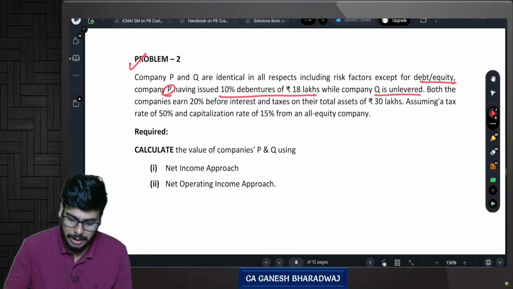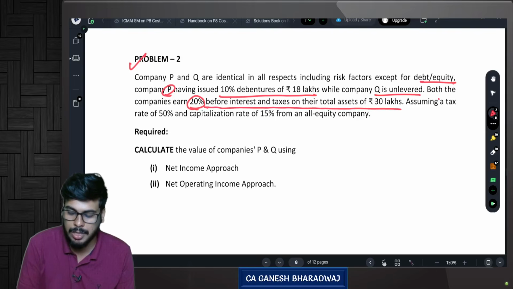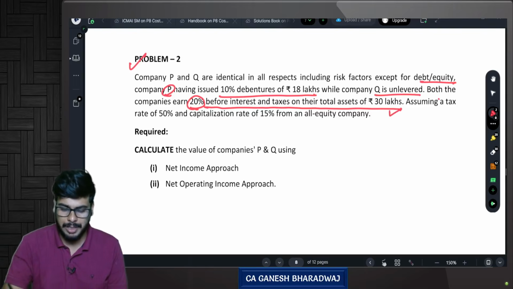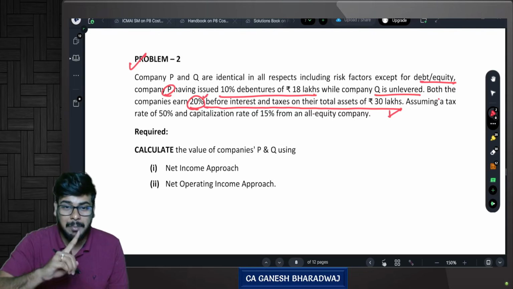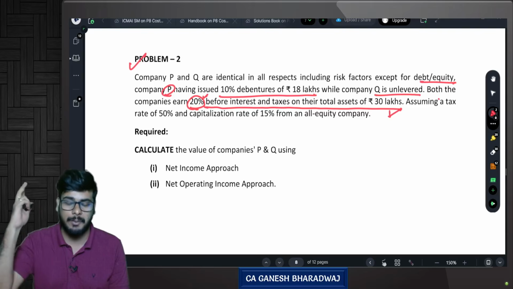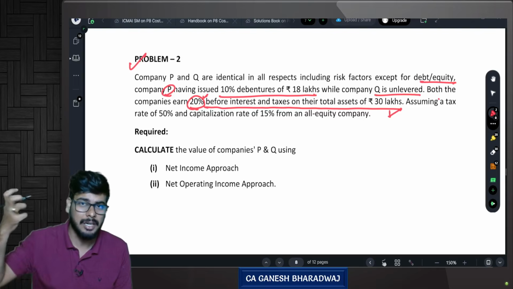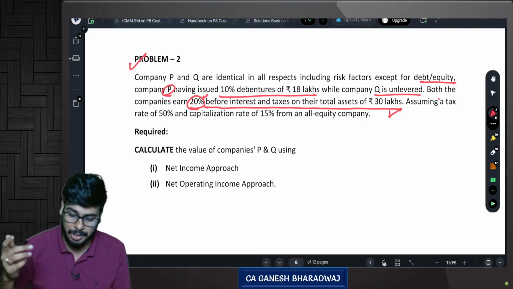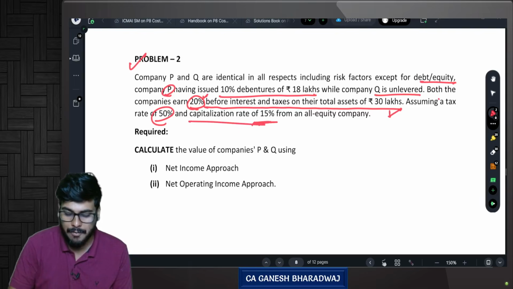Now, both the companies earn 20% before interest and taxes on the total assets of 30 lakhs, which means total capital employed is how much? 30 lakh rupees, on which both the companies are earning 20% as EBIT. I told you EBIT will not change because of your debt equity mix, correct? Operating profit is not getting impacted because of the proportion of your capital structure.